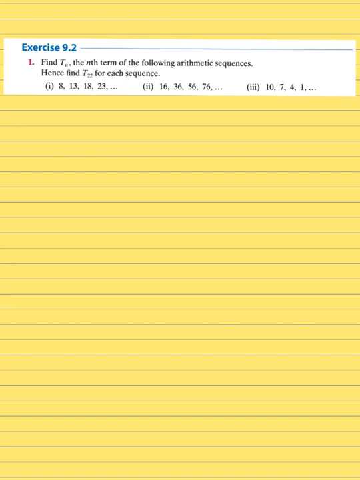We'll do question 1, part 1 here from the exercise. So we're asked to find Tn, the nth term, the general term, and then we're asked to use that to find T22. Looking at the first one, the sequence is 8, 13, 18, 23, and so on. We can see quite quickly that the first term, a, is 8, and the common difference, that's the amount between each term, is 5.